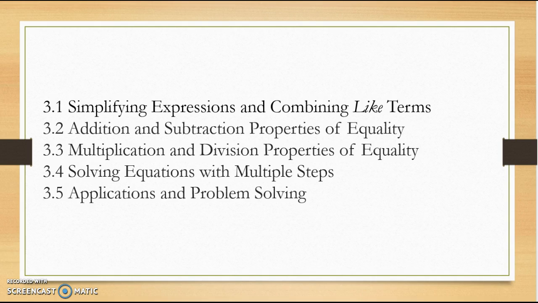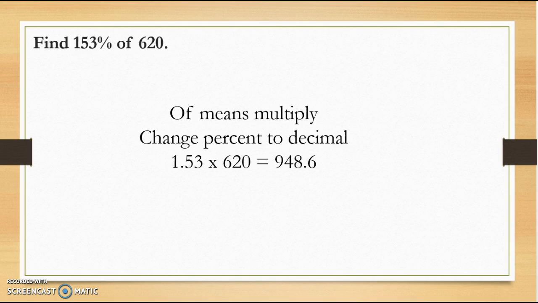And I've given you one example that kind of combines what you needed to know about decimals and percents and solving equations. So here's an example. If we're asked to find 153% of 620, first thing we have to remember is that the word of means multiplied. Also, whenever we're working with percents in an equation, we want to make sure we change that percent to a decimal. So I've done those two things.